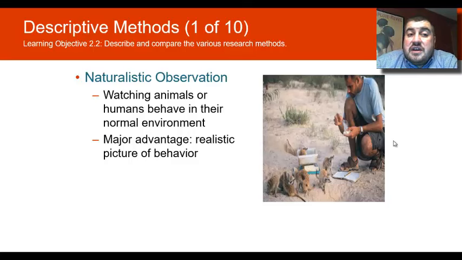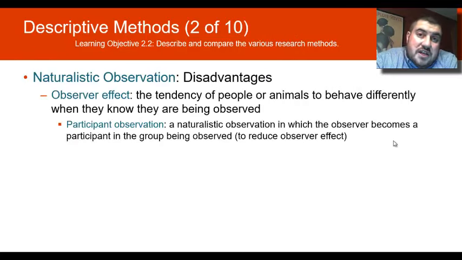The major advantage is you get a good, realistic picture of their behavior. However, the disadvantages, one of them is the observer effect, and that is if you know you're being watched, you're going to behave differently. I'm sure you can attest to that in your studies. If the teacher's out of the room or has their back turned and you're not being observed, you will behave differently. And so a way to overcome this is by participant observation, in which the observer becomes a participant in the group being observed.